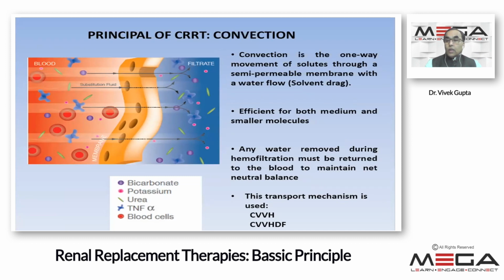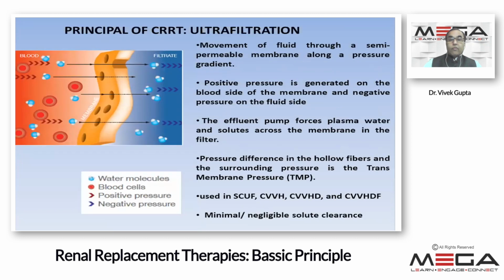The other mechanism is convection, which is unique and used in the CRRT. It is basically a solvent drag, where through the semi-permeable membrane, water is being transferred, and along with the water, because of the hydrostatic pressure in the blood, there is a movement of molecules. And remember, in this, it is the middle molecules which are passing through. Along with the middle molecules, naturally, the smaller molecules will also move. So it depends on how much water is being taken off. And this transport mechanism is used in the CVVH and CVVH-DF therapies.